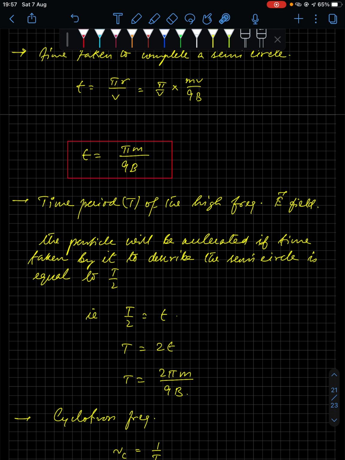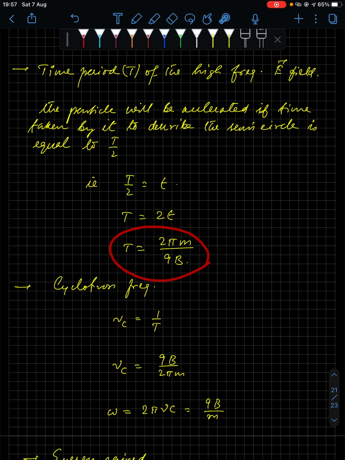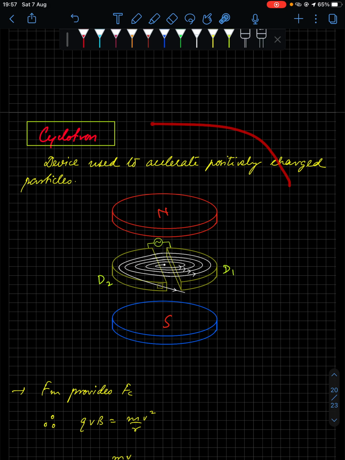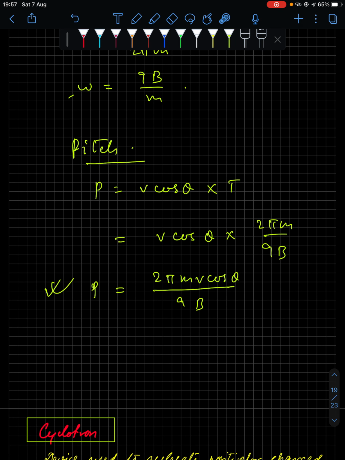The radius, you can see here, then the time period, this is the time period. This is the time for completing a semicircle. If you read the topic, you'll understand. The radius, the time period, the frequency and the angular frequency, all these relations are the same as before. So you can just go through the theory to understand what a cyclotron is and how it works, and then we can talk about this in case you have any confusion.